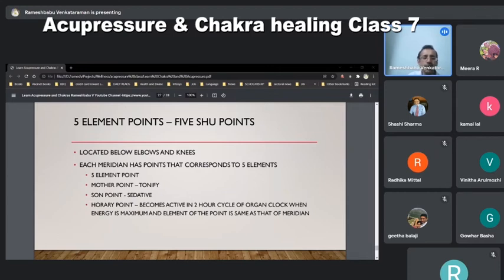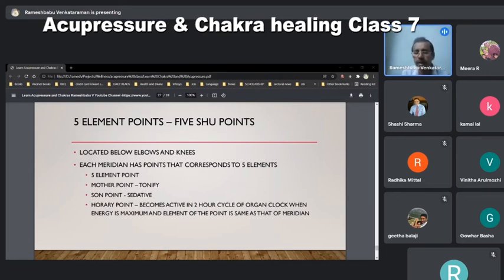Then mother point and son point. The mother point and son point help to tonify or sedate. This we also discussed. The mother point and son point are derived based on the Five Element theory, right? What does the Five Element theory say? There are 5 elements, and each element is connected to the others. The way they are connected is that one influences another. Correct. We talked about the generative cycle, or Sheng cycle, and the Ke cycle.